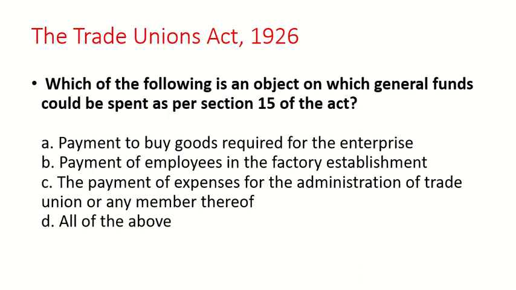Next one, on which of the following objects could general funds be spent as per Section 15 of the Act? Options: payment to buy goods required for an enterprise, payment of employees in the factory establishment, the payment of expenses for administration of the trade union, or all of the above. Correct answer is C, the payment of expenses for administration of the trade union or any member thereof.